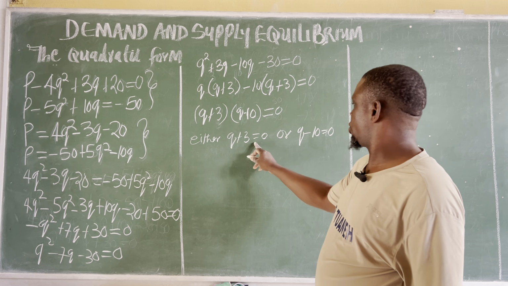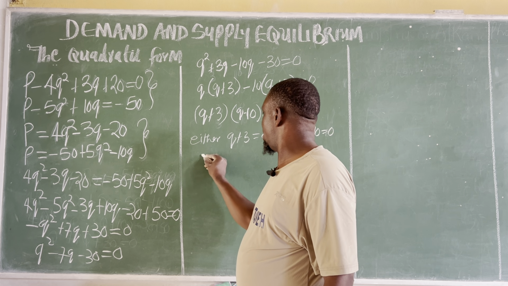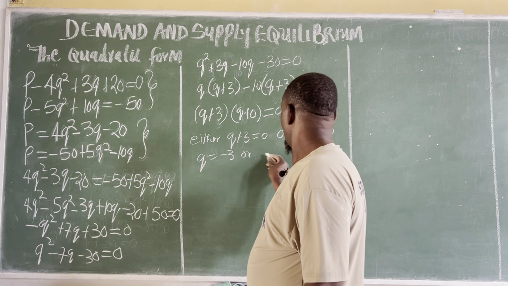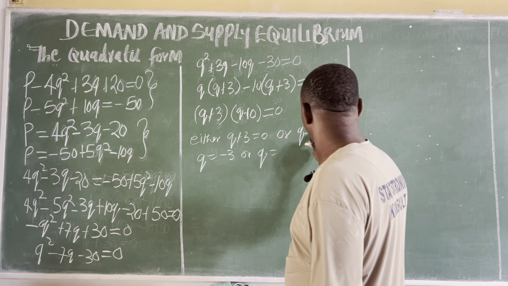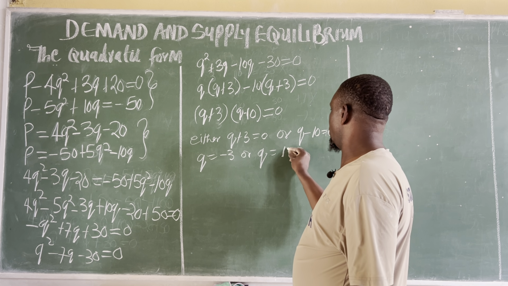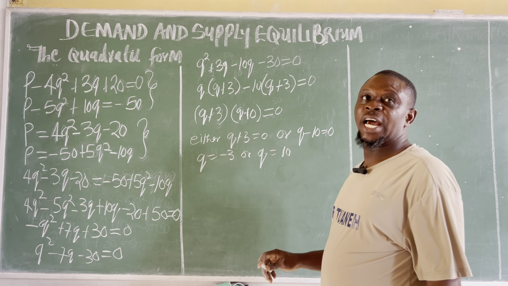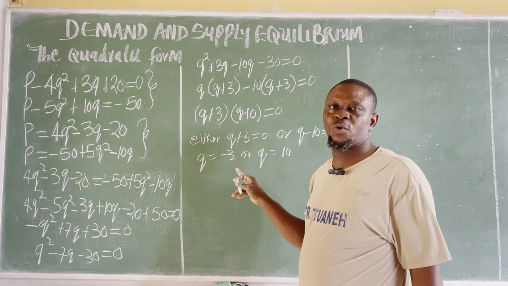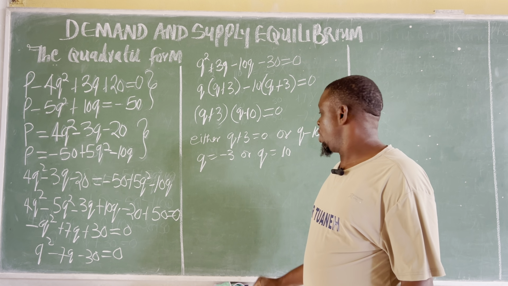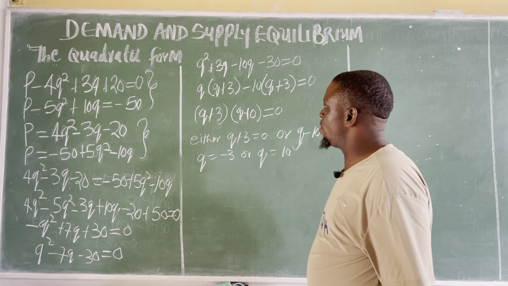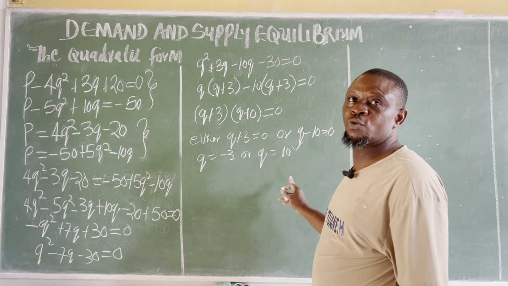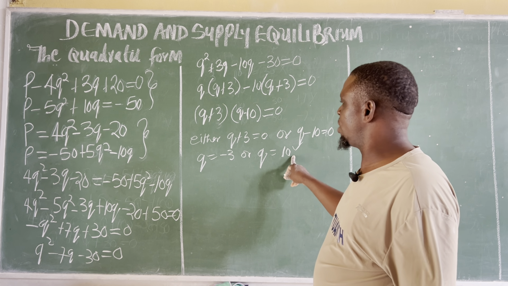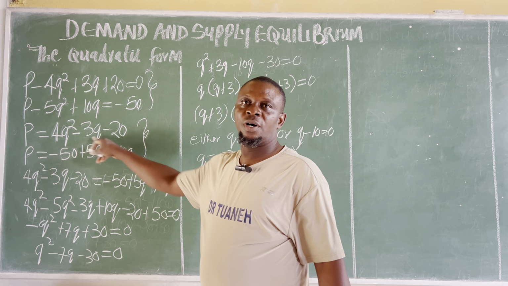And so if q plus 3 is equal to 0, then it will mean that q will be equal to minus 3, or our q will be equal to, in this case, this will cross to the other side, to be plus 10. So now the equilibrium quantity is equal to 10, because we don't expect quantity to be negative. So if we take 10 as the equilibrium quantity, now to look for the equilibrium price, then the best way to do is to substitute these values in place of this.